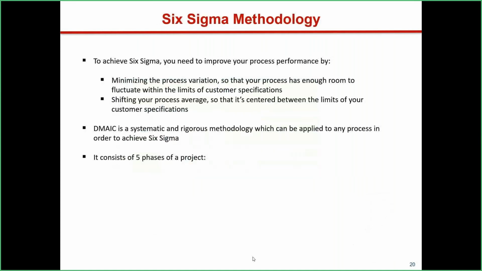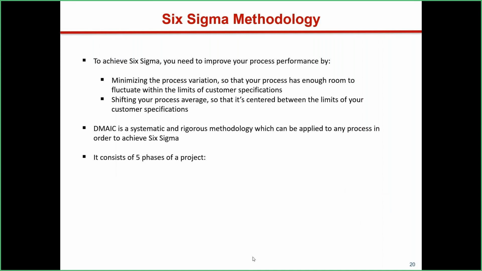To achieve Six Sigma, you need to improve your process performance by minimizing the process variation so that your process has enough room to fluctuate within the limits of customer specifications, or by shifting your process average so that it is centered between the limits of your customer specifications.